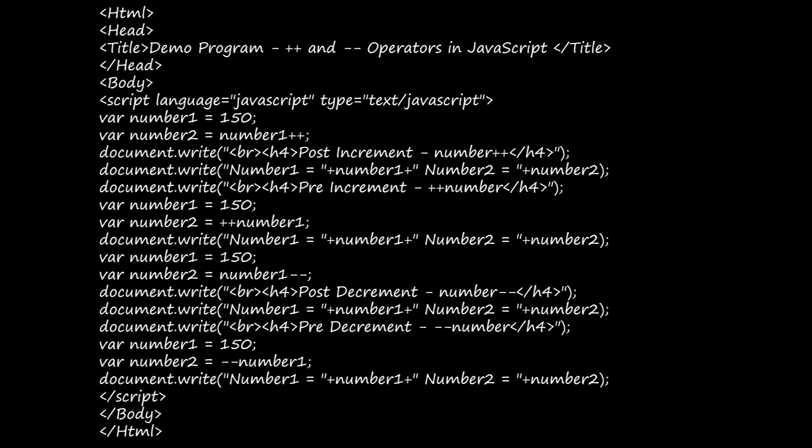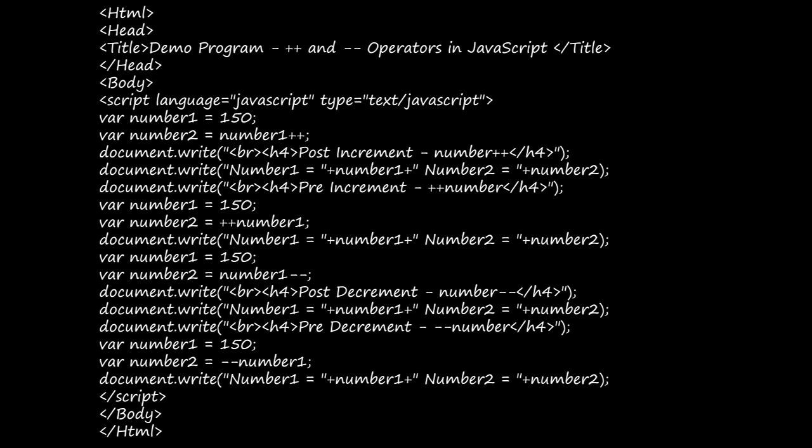var variable number 2 is equal to number 1 plus plus. So they have added the increment operator here, right? And then document dot write, what you need to have in the output section, that one. Document dot write, inside the bracket, inside double quotes, br tag, that is break, h4, that is heading tag. Heading tag, inside that post increment number plus plus, and they have closed the heading tag h4 slash h4 tag.